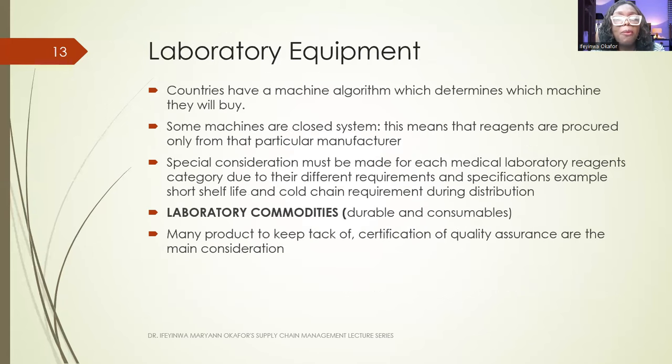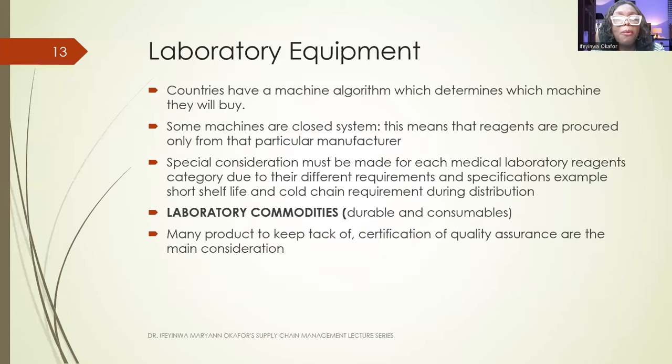Special consideration must be made for each medical reagent category due to their different requirements and specifications. For example, you need to consider short shelf life and cold chain requirements during distribution. And then for laboratory commodities like durables and consumables, there are many products to keep track of. For your consumables and durables, certification of quality assurance is the main thing that you should consider at this stage.